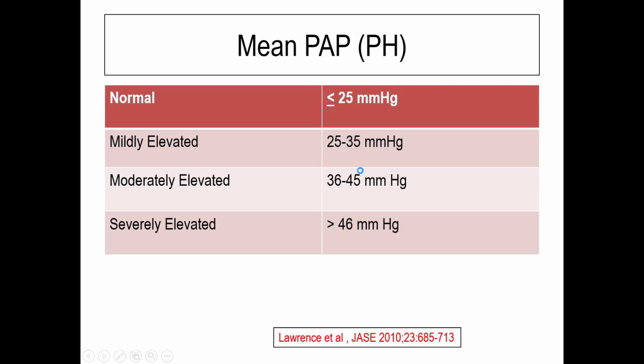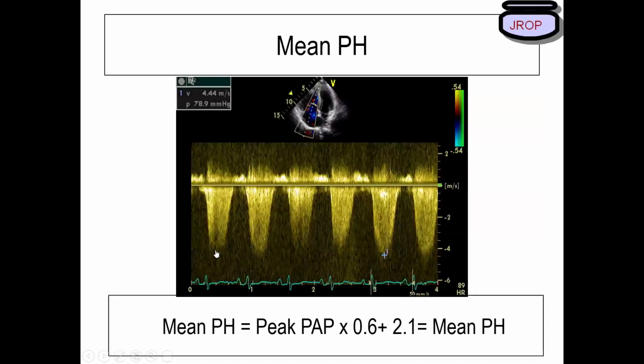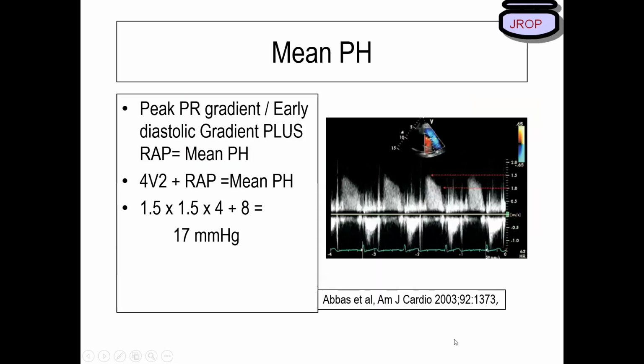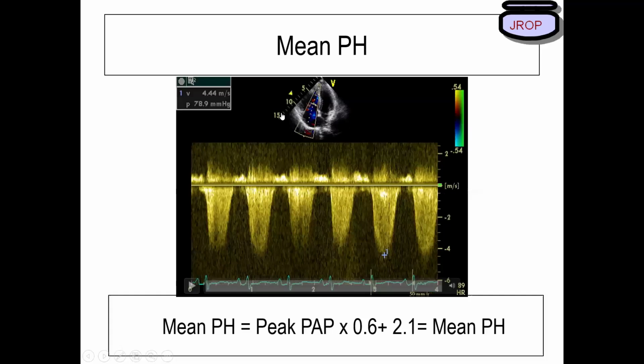But how do we get the mean pulmonary artery pressure? That's what the formula is. Whatever peak pulmonary artery pressure you get, like here it is 79, for the sake of ease let's make it 80 plus RA pressure, that is 85. 85 into 0.6 plus 2.1, you will get the mean pulmonary artery pressure. And this again is across all five windows. Wherever you get the maximum, you say I could derive my mean pulmonary artery pressure, which is a formula of peak pulmonary artery pressure into 0.6 plus 2.1.